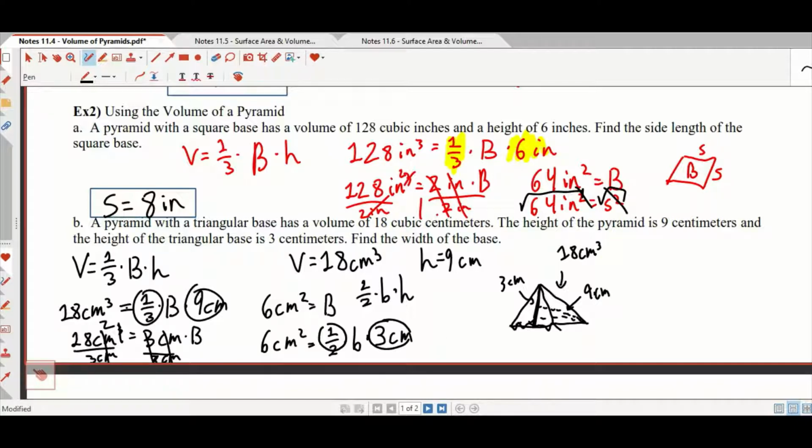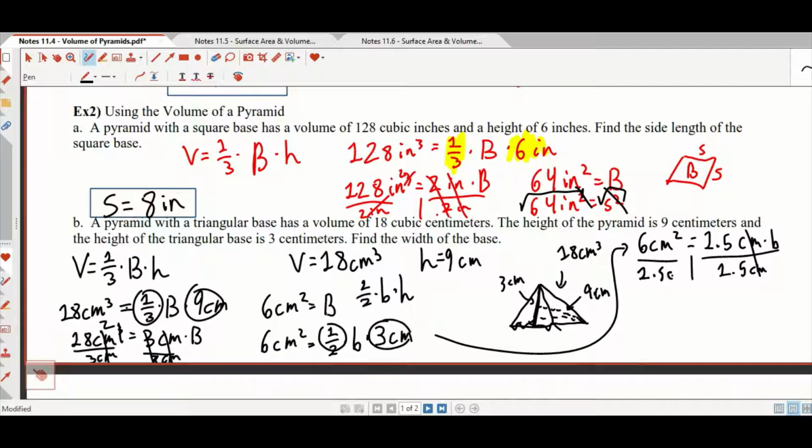Multiply those, and I'm going to get 6 centimeters squared is equal to 1.5 centimeters times the base of the triangle. Divide both sides by 1.5 centimeters. And 6 divided by 1.5 is 4. 4 centimeters equals b. That is, the base of the triangle has a length of 4 centimeters.